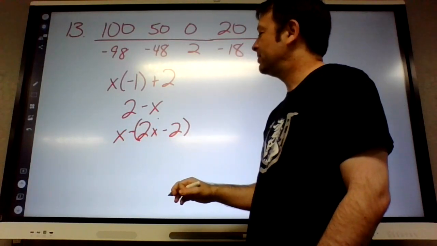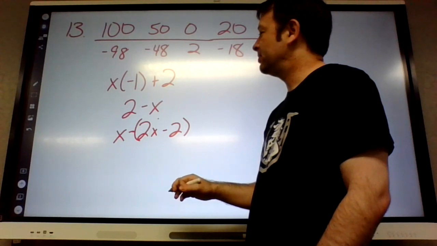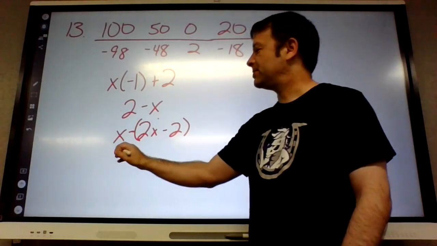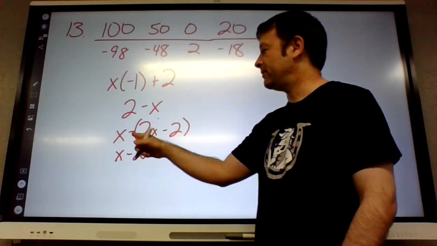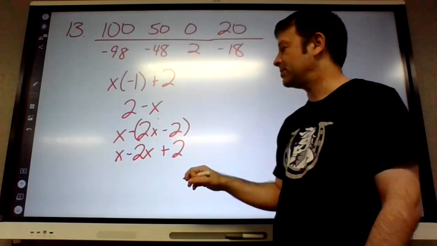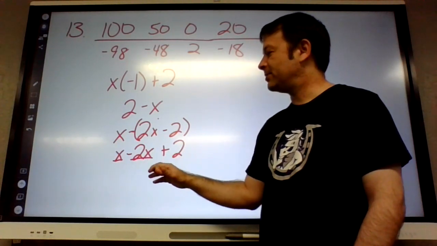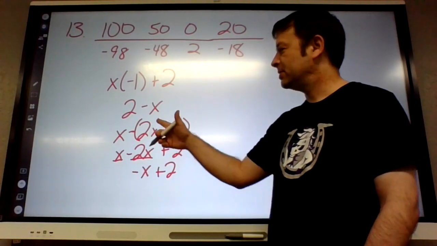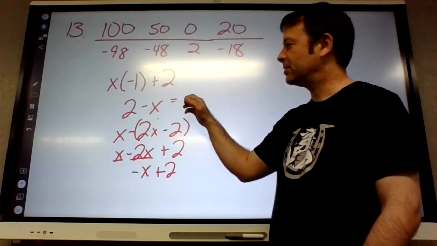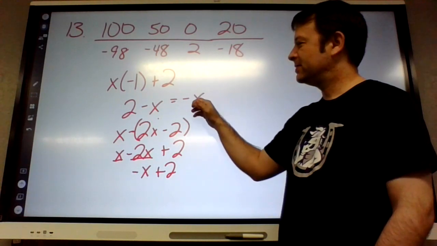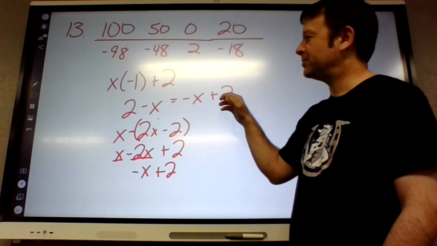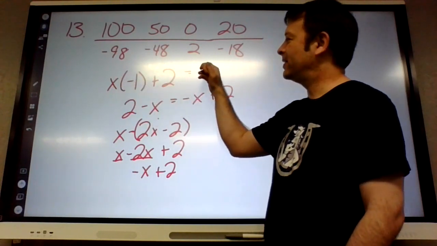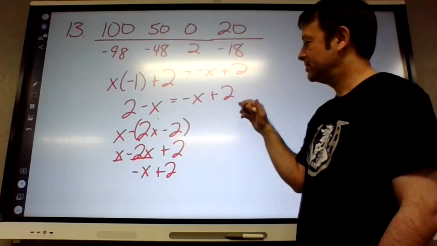It works for 100, I'm not sure it works for 0. Yeah, it works for 0. So when you subtract the 2x, if you subtract this stuff, that would just be like plus 2. So what's x minus 2x though? Negative x plus 2. What's another way we could write this one? Negative x plus 2. So you're all right.